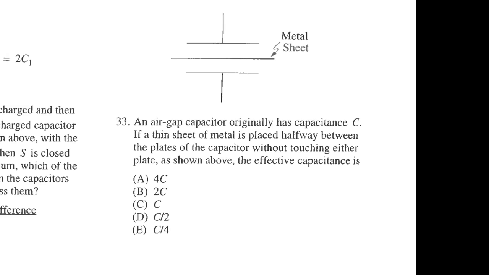An air gap capacitor originally has a capacitance C. If a thin sheet of metal is placed halfway between the plates of the capacitor without touching either plate, as shown above, the effective capacitance is... we create 2 capacitors in parallel that have half the separation distance. You end up getting C. What's that? I'm sorry, I said parallel? I'm sorry. We create 2 capacitors in series that have half the separation distance. Right? Oh, yeah, you do it.